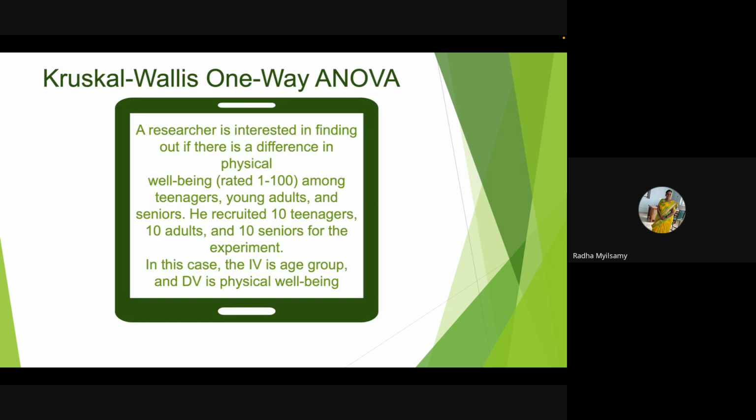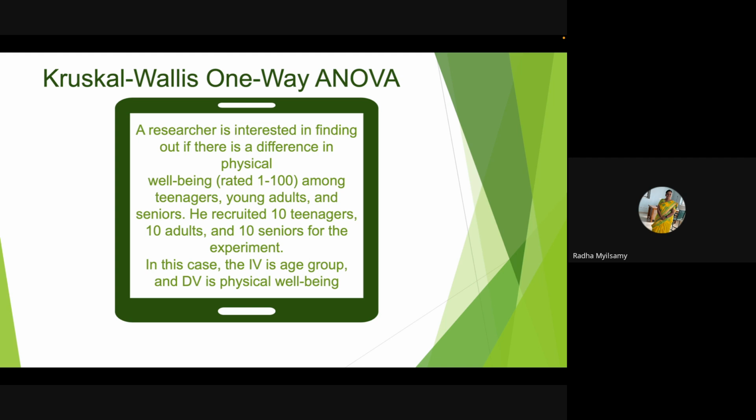And how to do the Kruskal-Wallis one-way ANOVA using SPSS. A researcher is interested in finding out if there is a difference in physical well-being, rated from 1 to 100, among teenagers, young adults, and seniors. These are the three groups: teenagers as one group, young adults as one group, and seniors as one group.